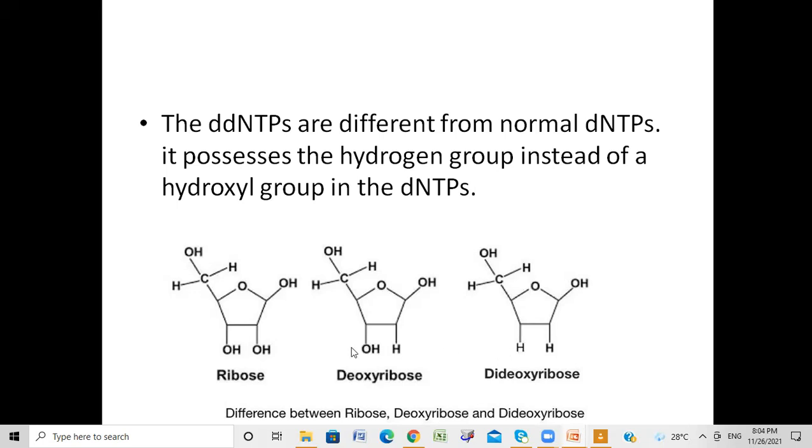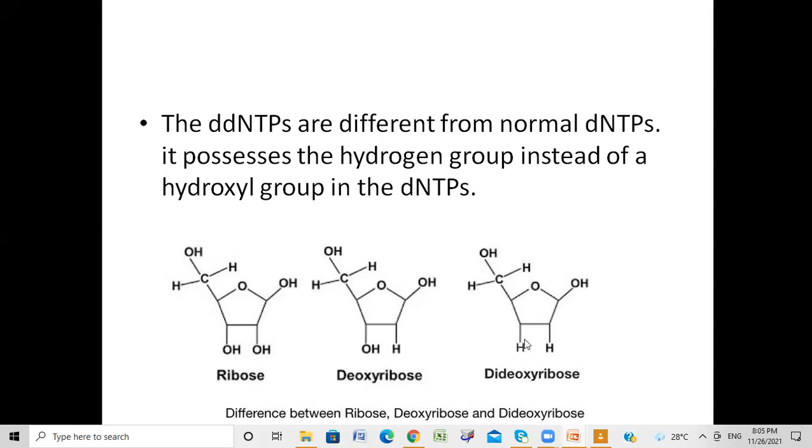But what is the importance of this third carbon hydroxyl group? This OH group is needed for the establishment of a phosphodiester bond when a new nucleotide is added to the extending or growing chain of the DNA. This OH group is essential to create this bond between the existing nucleotide and the incoming nucleotide. But in the dideoxynucleotide, what will happen? The OH group is not there. The phosphodiester bond cannot be formed.